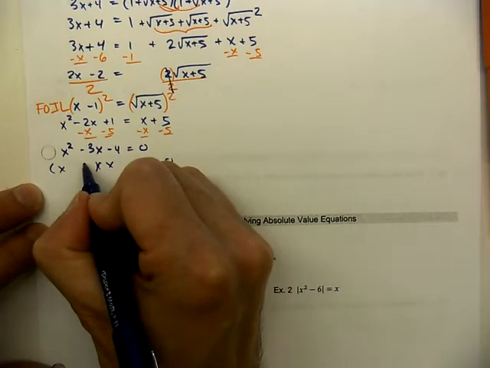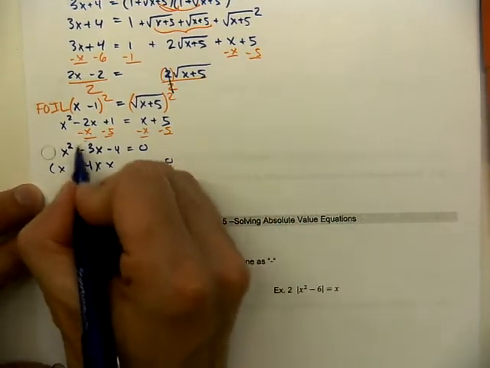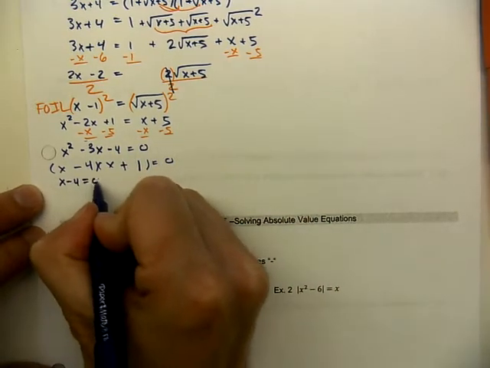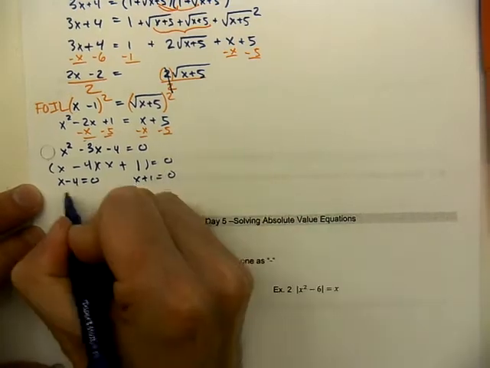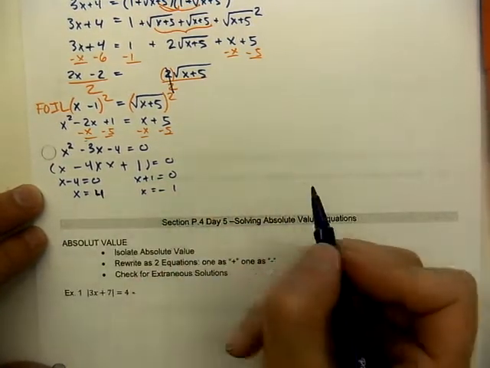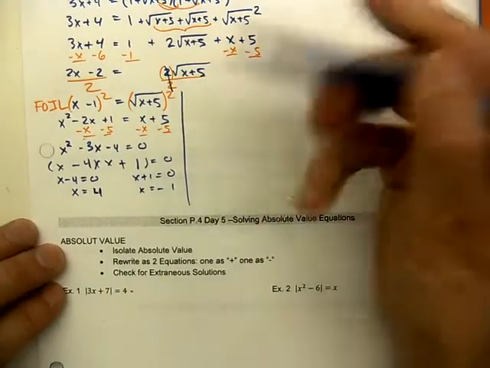We want factors of 4 so that we can add or subtract them to get us that negative 3 in the middle. So I want a negative 4 and a positive 1. So we get x minus 4 equals 0 and x plus 1 equals 0. And then those are the two answers. Or are they, right? We have to check. So here's our check step.